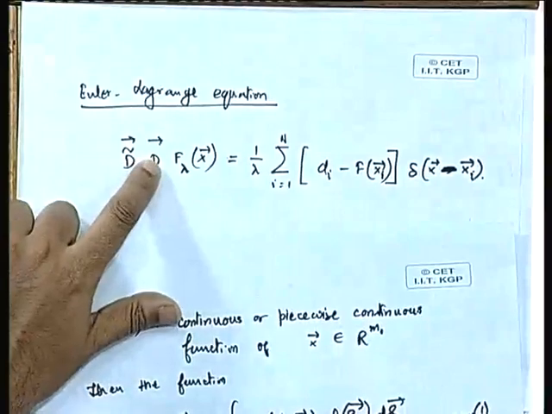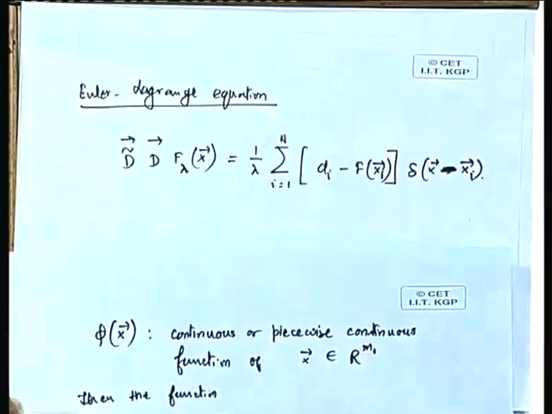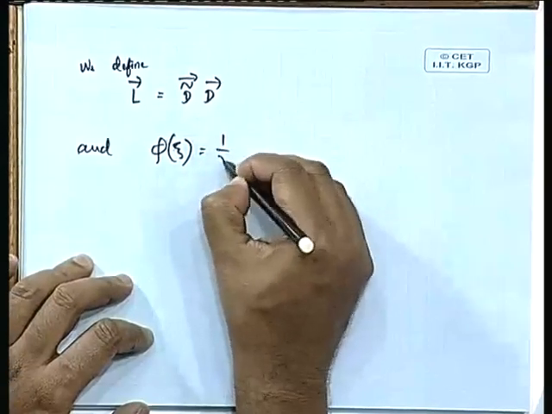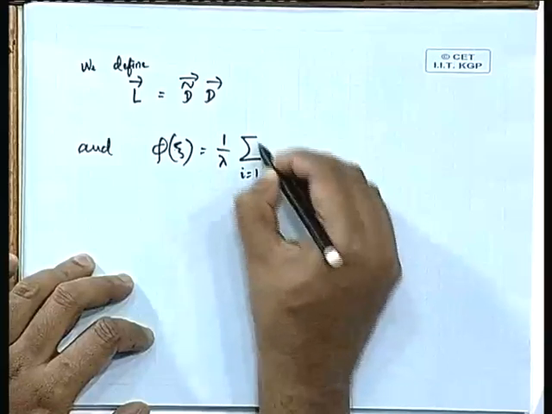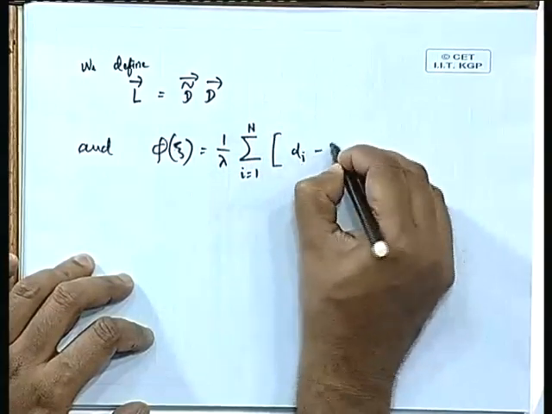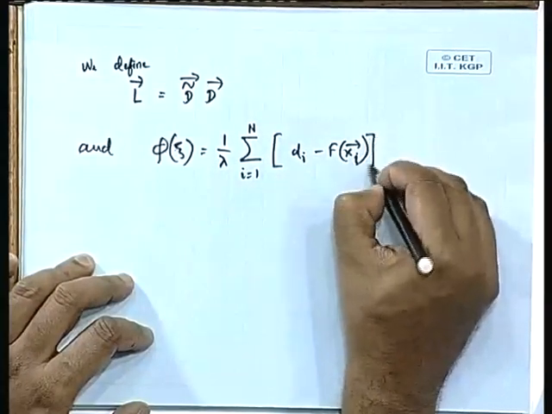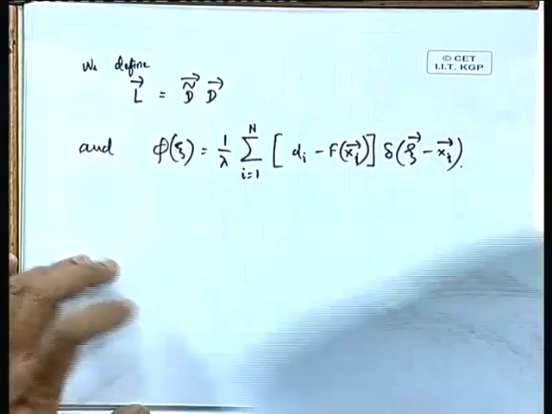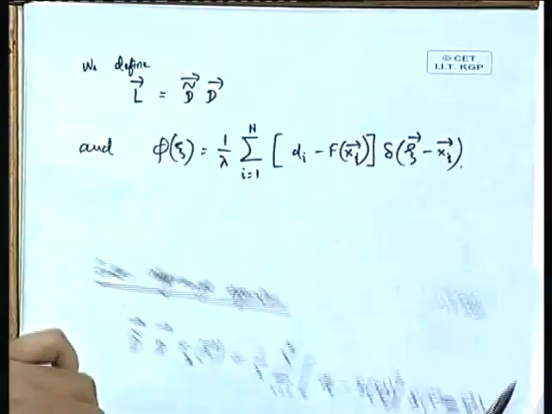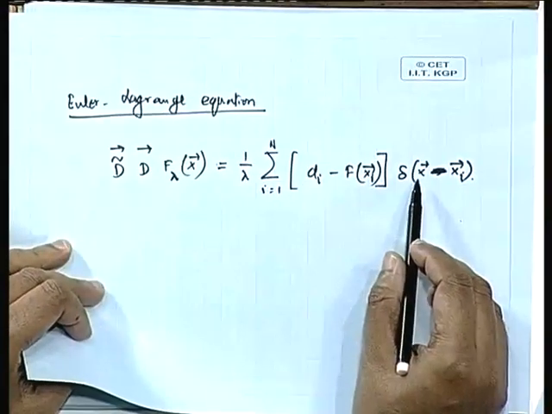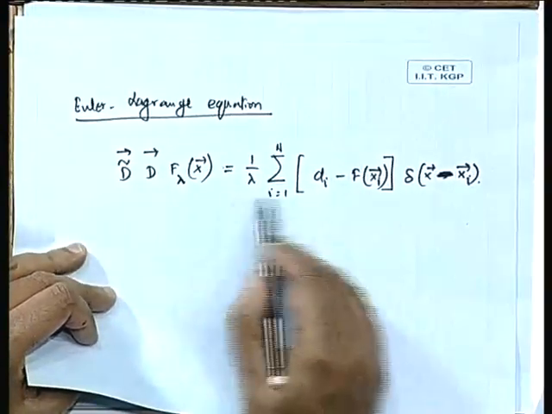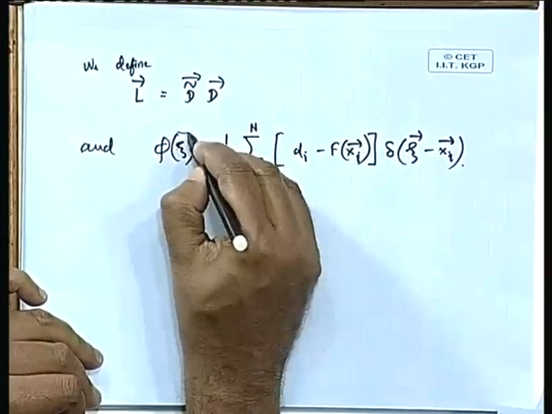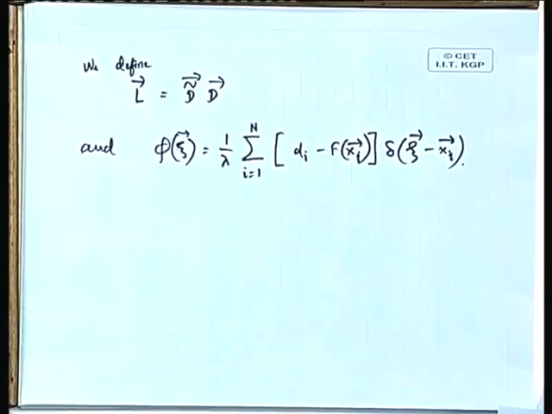So, the left hand side is obtained, and the right hand side, this whole thing phi of x, we are treating like this. Here we are defining phi zeta to be equal to 1 by lambda summation i equal to 1 to n, d i minus f x i, delta zeta minus x i. Refer to the Euler-Lagrange equation once again. Here what we have simply done is that instead of x we had put zeta. It does not matter. Here it becomes phi of x, and by defining it like this it becomes phi of zeta. So, phi of zeta is defined in this format.